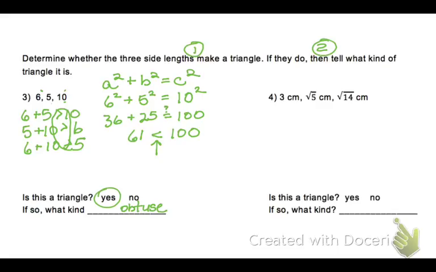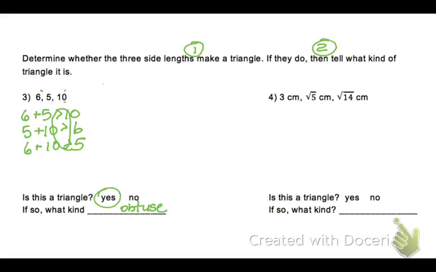Okay, so I'm going to erase this just to give us a little more room. So here we have 3 centimeters, square root of 5 centimeters, square root of 14 centimeters. You're going to need to know what values those represent. What is the square root of 5? You can't simplify it anymore, so you go to your calculator and find that the square root of 5 is equal to 2.24. Then plug the square root of 14 into your calculator, and you get 3.74.